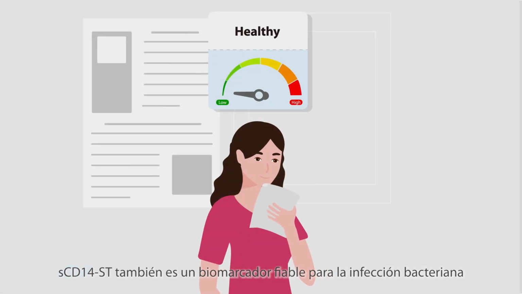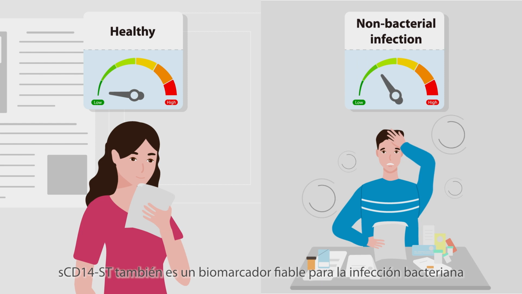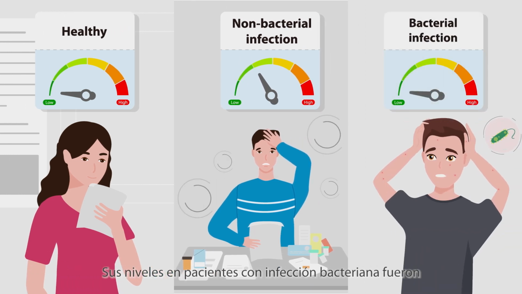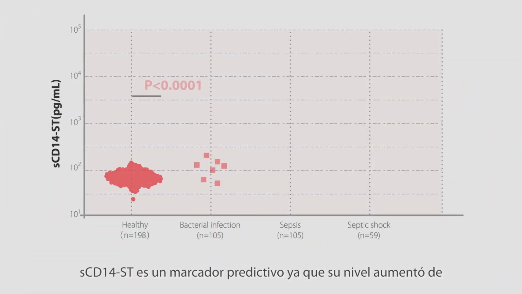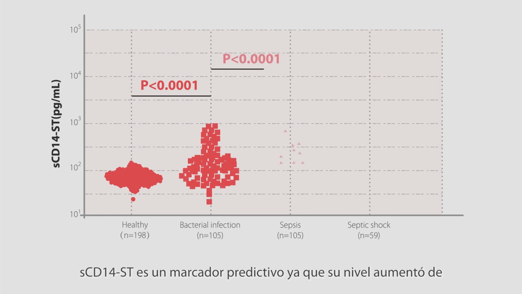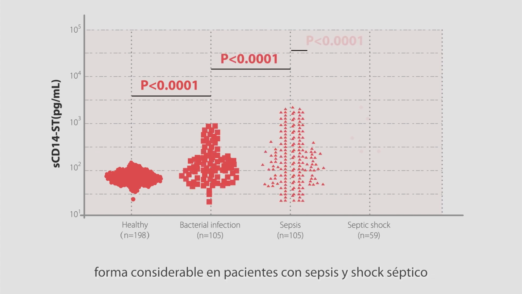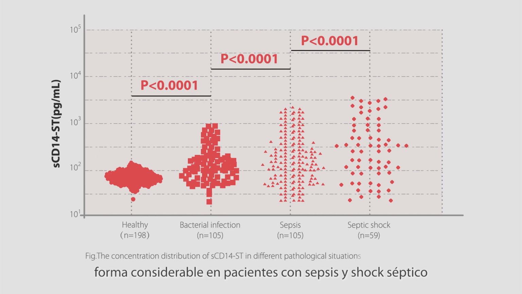sCD14ST is also a reliable biomarker for bacterial infection. Its levels in patients with bacterial infection were higher than those with other conditions. In terms of adult sepsis, sCD14ST is a predictive marker since its level increased significantly in patients with sepsis and septic shock.